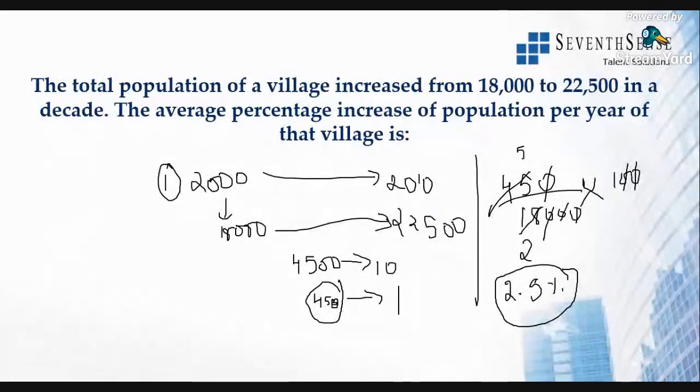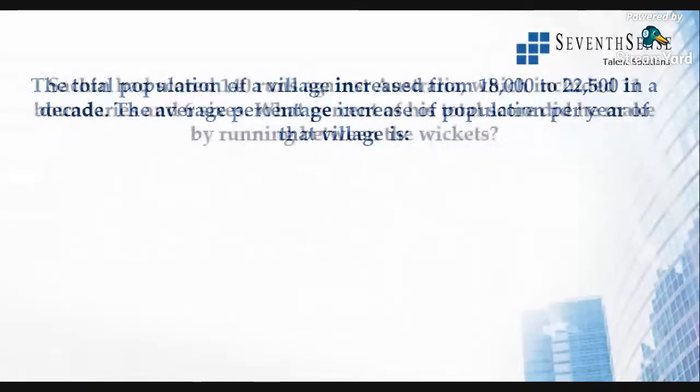All right. From the first year it is 18,000. In the 10th year it will be 22,500. So for 10 years it is increased by 4,500. So for 1 year it is 450. That is the average. So the average increase every year from the first year is 2.5%. We'll go on to the next question.